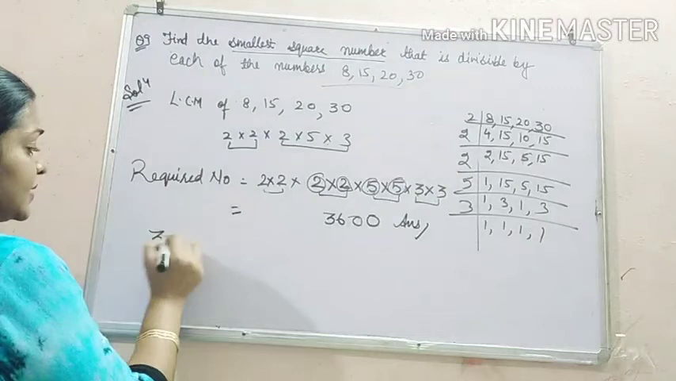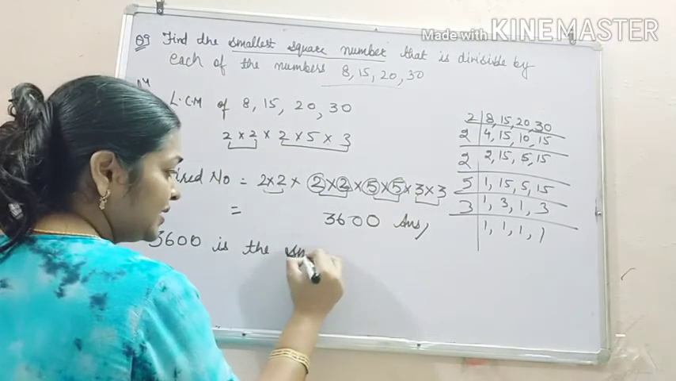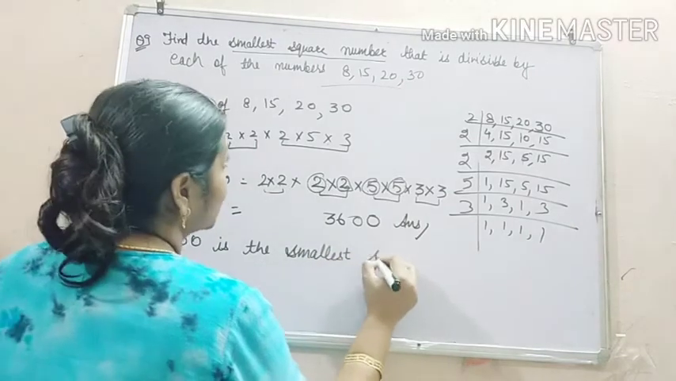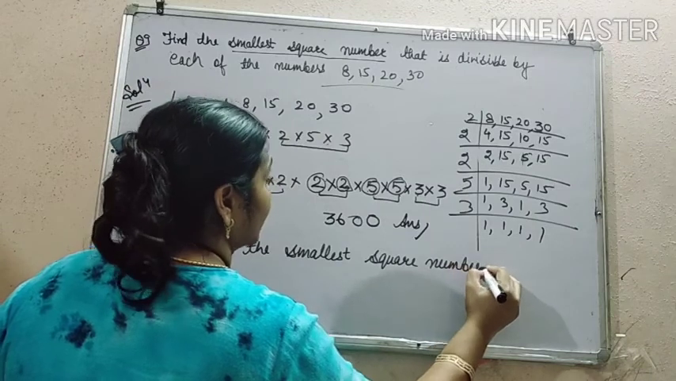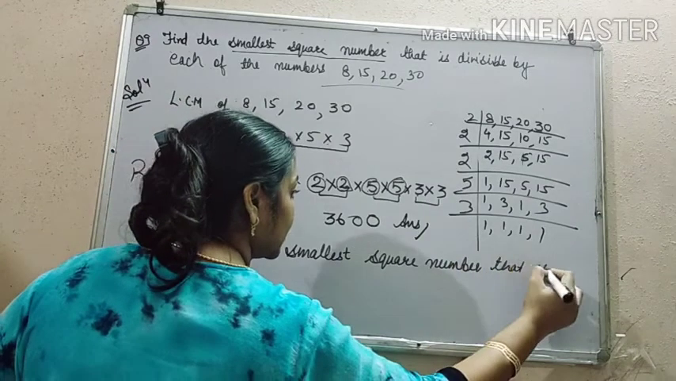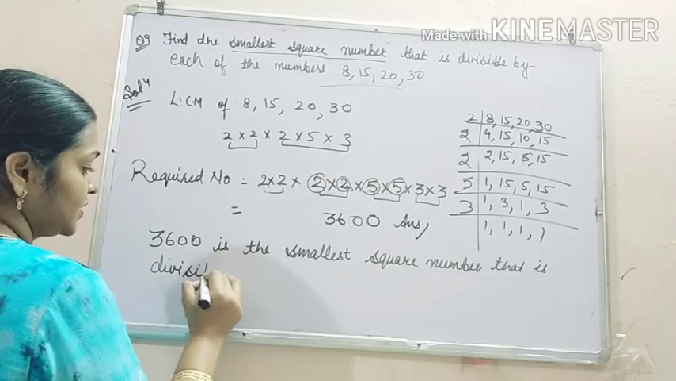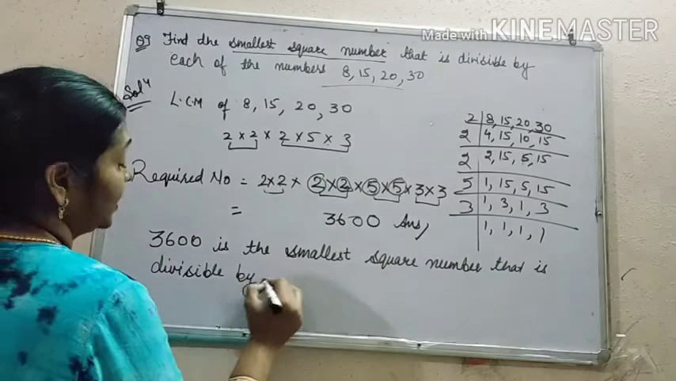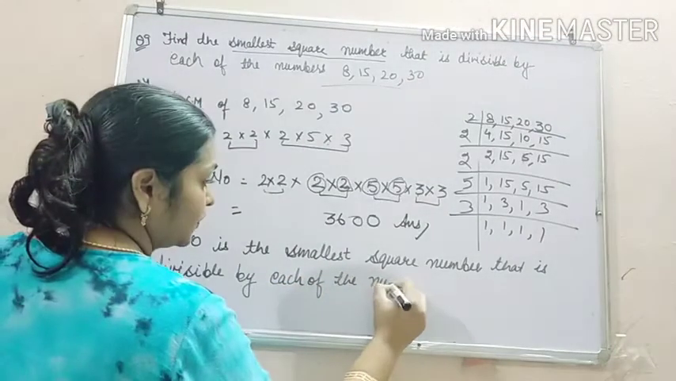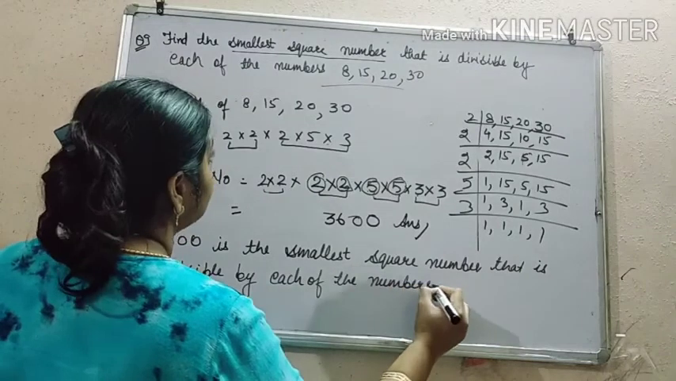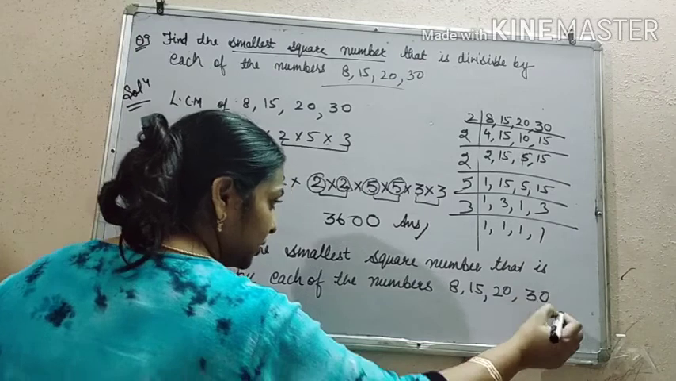So 3600 is the smallest square number that is divisible by each of the numbers 8, 15, 20 and 30.